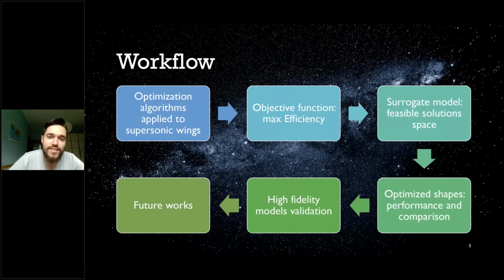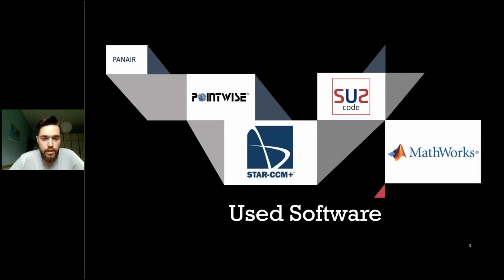Our workflow starts with the optimization algorithms applied to supersonic wings as the hierarchy component of a supersonic vehicle. The objective has always been to get the maximum efficiency at a given lift coefficient. A surrogated model has been created to define the feasible solution space, obtaining optimized airfoils whose performance has been evaluated to understand the algorithm output. Then they have been validated via high-fidelity models, and in the end, future works have been discussed. These are the used programs.